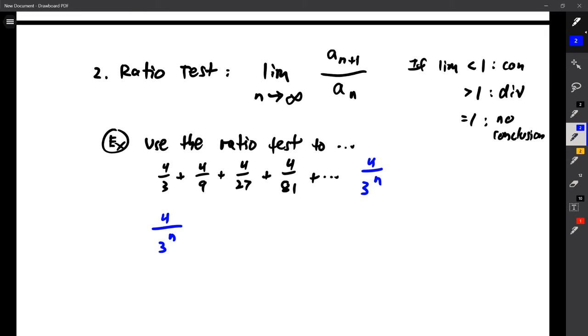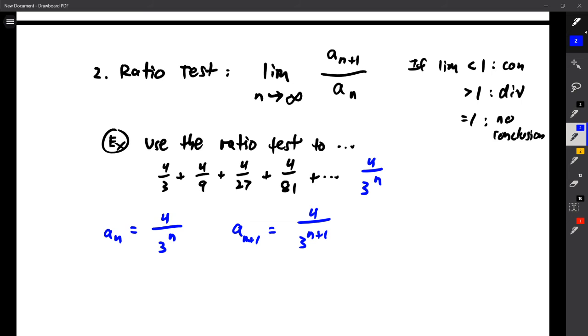So my 8th term would be 4 over 3 to the 8th. Well, what would be the next term after that? The next term after that would be 4 over 3 to the n plus 1. So I can say a sub n is 4 over 3 to the nth. A sub n plus 1 is 4 over 3 to the n plus 1. Now, one way of looking at this is we are multiplying each subsequent term by 1/3.